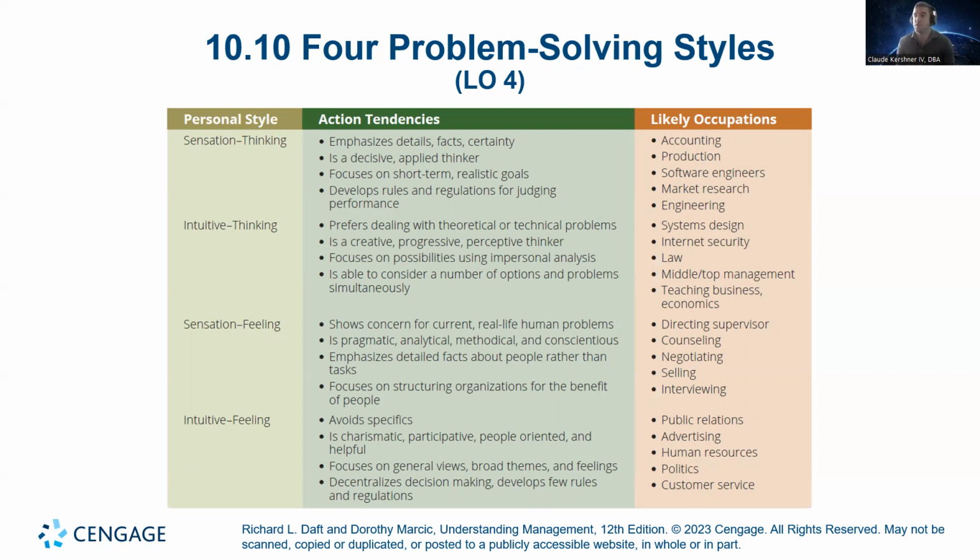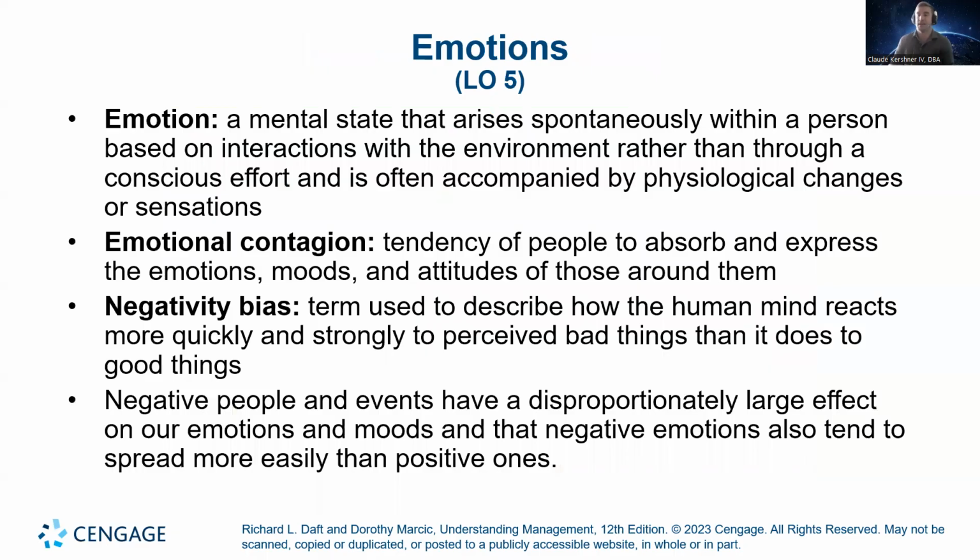Shows concern for current real life human problems, is pragmatic, analytical, methodical, and conscientious, emphasizes detailed facts about people rather than tasks. Then you have intuitive feeling, avoids specifics, is characteristic, participative, people oriented, and helpful, focuses on general views, broad themes, and feelings, decentralizes decision making, develops few rules and regulations. That's kind of the way that I led, a little bit more intuitive. And I would do the more sensation thinking as opposed to intuitive thinking. So, just two interesting aspects.